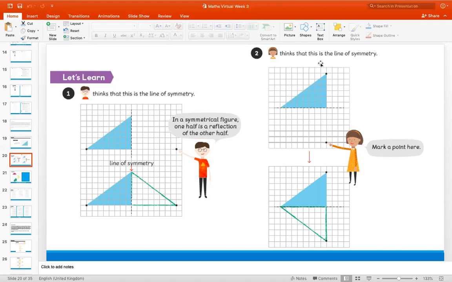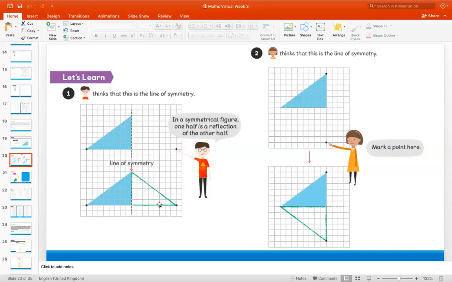Whereas some of you could have got a different answer, like our friend here. She thinks that the line of symmetry is at a different point. She thinks it's at the bottom, so it goes this way. So then she's drawn her complete shape like this.